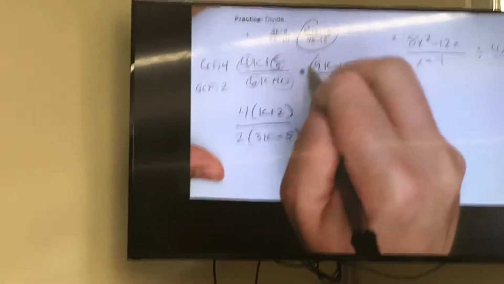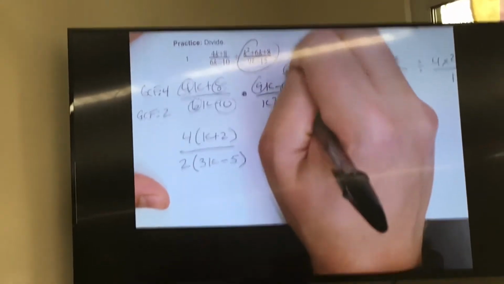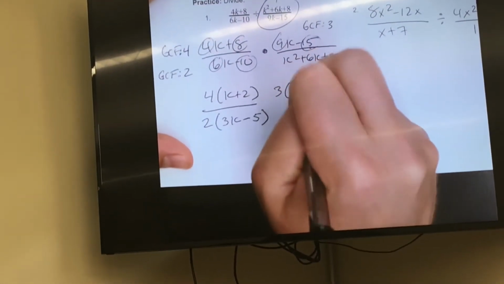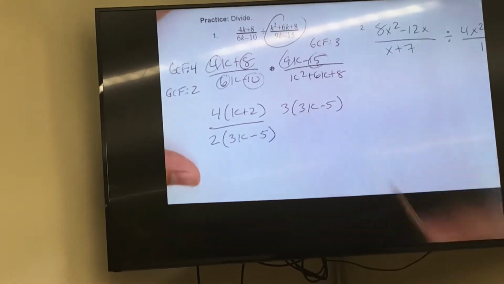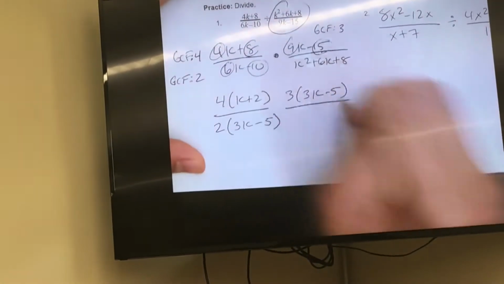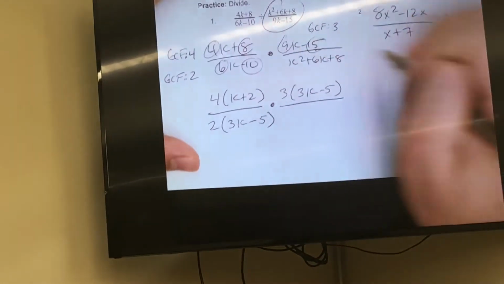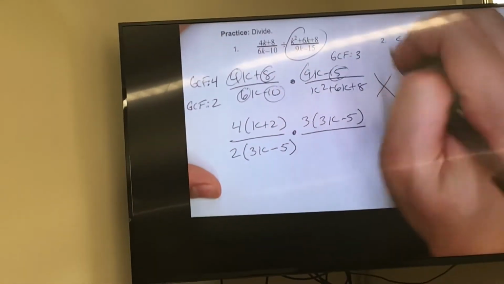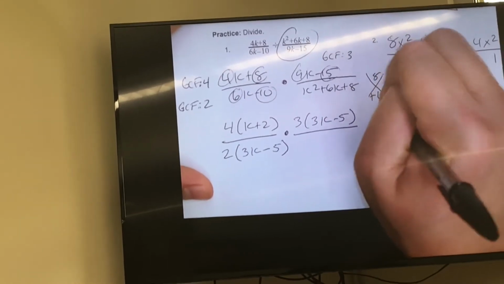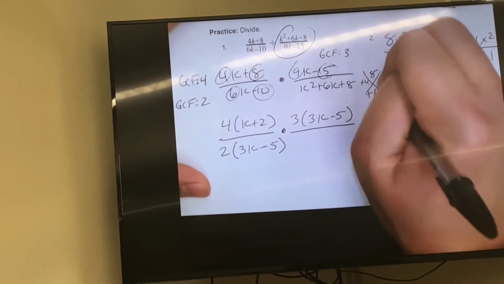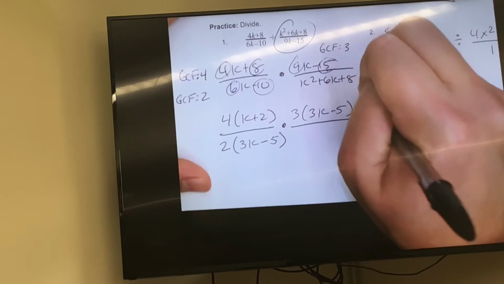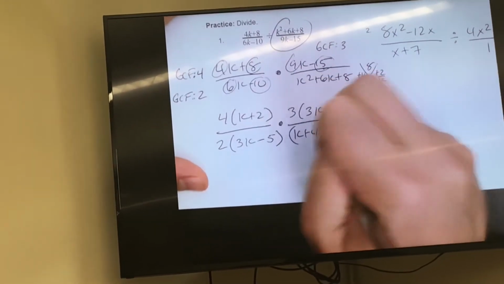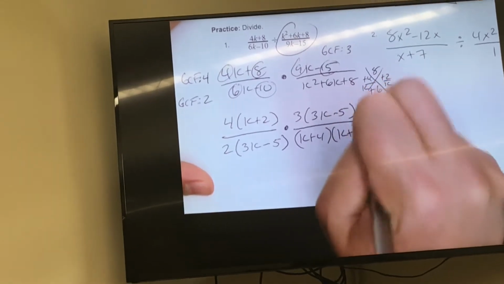Up top here, you should have a GCF of a 3. 3k minus 5 is what you'd be left with over. And then we have a big X. So 1 times 8, that makes a plus 6. That's going to be a plus 4 and a plus 2. K and K. So k plus 4, k plus 2.